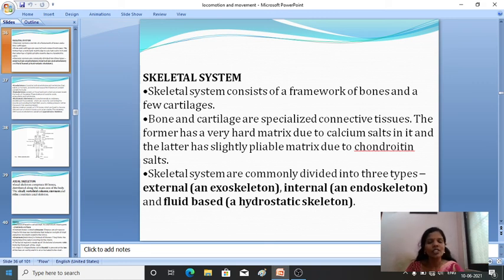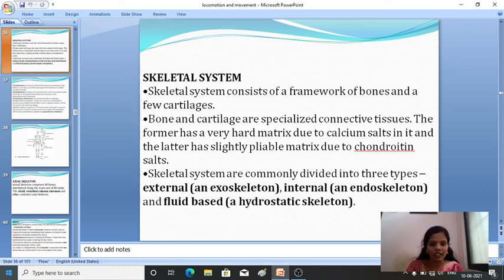So skeletal system, what will it do? It mainly consists of the framework of bones and a few cartilages. Framework of bones and cartilages. Okay, then the bones and cartilages, they are specialized connective tissues.